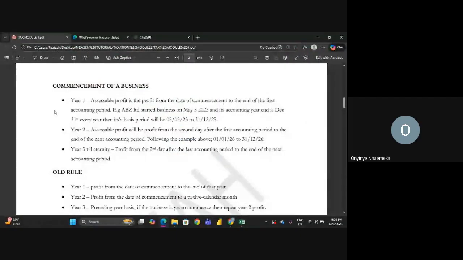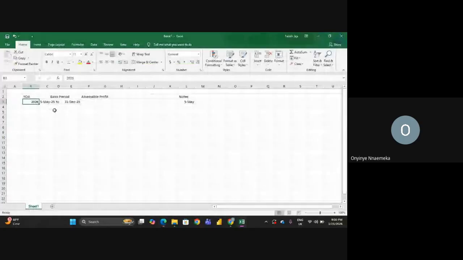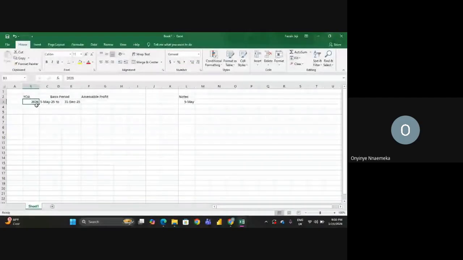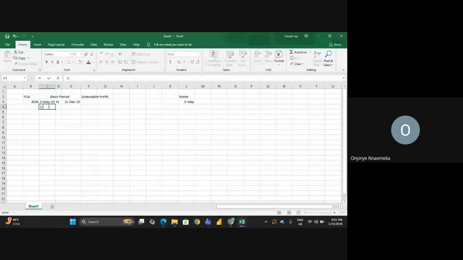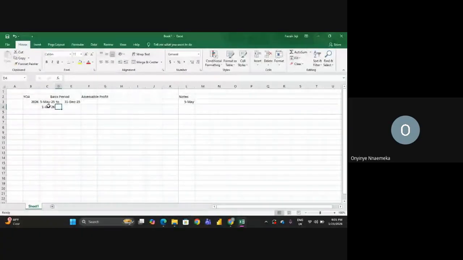So now the second year, the rule says that the assessable profit of the second year will be profits from the second day after the first accounting period to the next accounting period. What are they saying? Let's experiment it. So the second year will not be the what? The next day after this date, this 31st December. What is the day after it? That is 1st of January, which year? 2026.